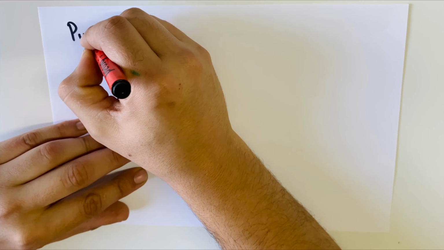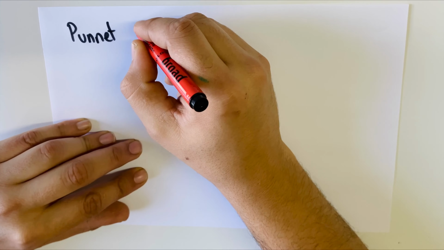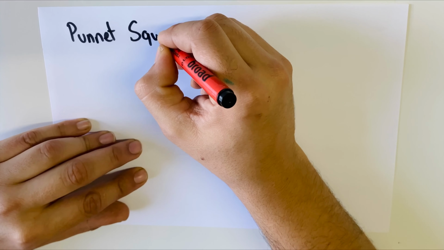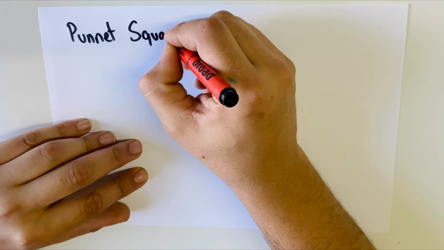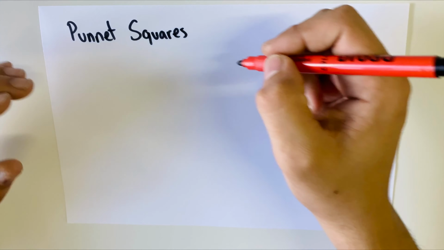So we're going to look at something called Punnet Squares. And these are a little sort of diagram which we can use to look at two different parents, two different organisms, and predict the possibility of what they can produce in terms of offspring.